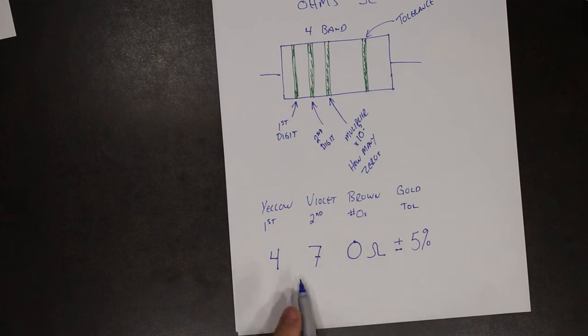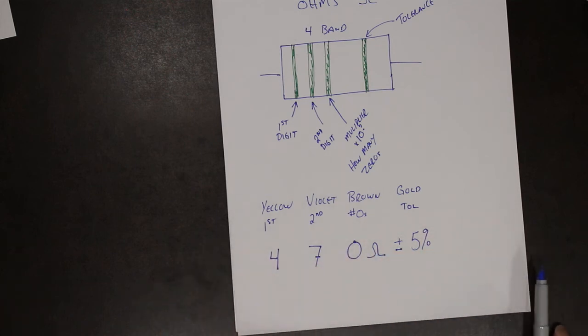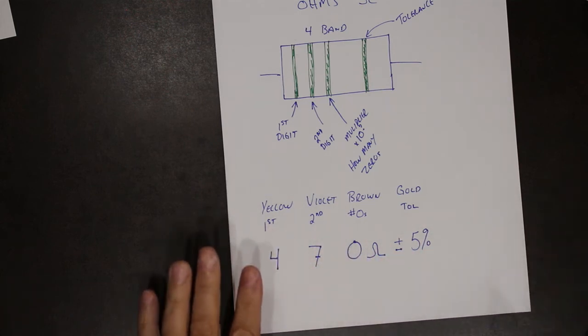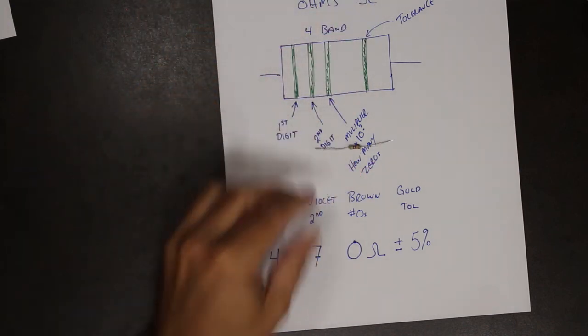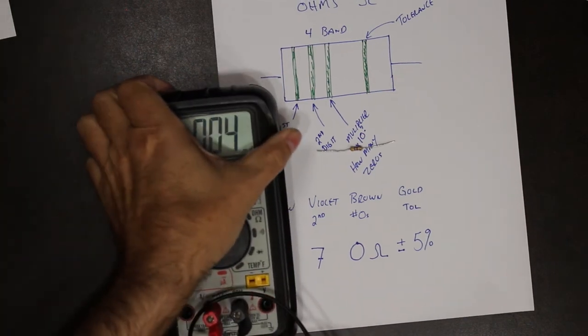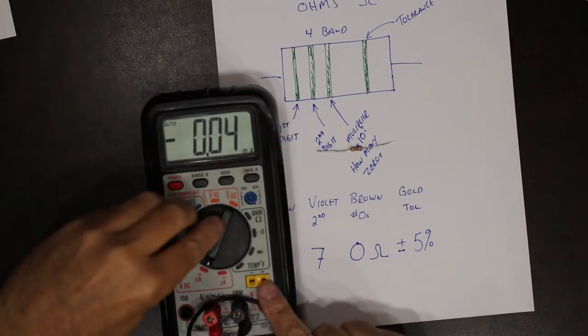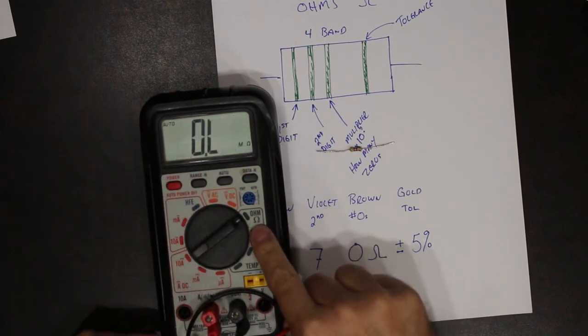What is 5% of 470? Then you take the minimum and the maximum value, and they'll give you a range. So if I took this resistor and I actually measured it, in order to measure, I require a multimeter that is set to measure resistance, ohms.